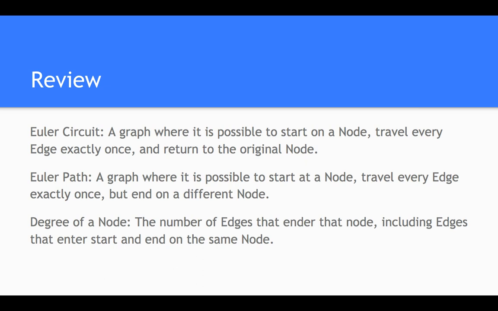The degree of a node is the number of edges that enter that node, including edges that both start and end on the same node, which means that they would have an extra 2 degrees for that. Anyway, I misspelled the word enter there. I will have to fix that for the future.